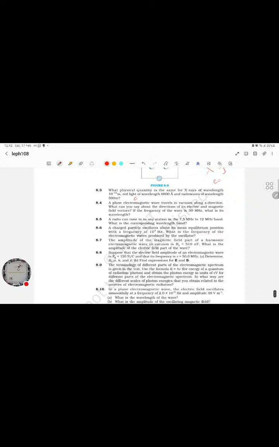A plane electromagnetic wave travels in vacuum along z direction. So basically it is traveling along z direction. What can you say about the directions of its electromagnetic field vectors? So basically the electric and magnetic field vectors will be E cross B giving me Z, which implies I cross J can give me Z as well. I think minus I cross minus J also can give Z.